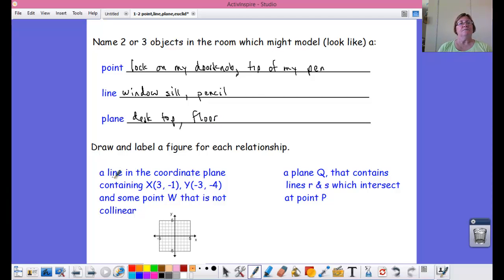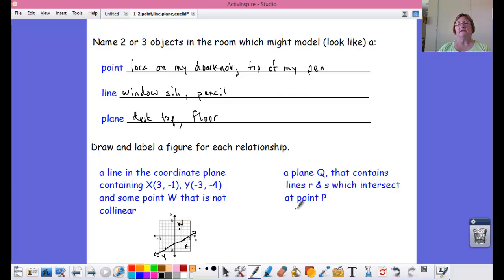Okay? I'd like us to take just a second and get a chance to draw some geometric entities. Let's look at this description and see what it wants us to do. We're to draw a line in the coordinate plane that contains 2 points, x and y, whose coordinates are given, and some point w that is not collinear with x and y. Well, that doesn't seem to be too difficult. Over 3, down 1, there's the x point. Back 3, down 4, there's the y point. So there's my line xy. And I need now some point w that's not collinear. That looks like a fine place for w.